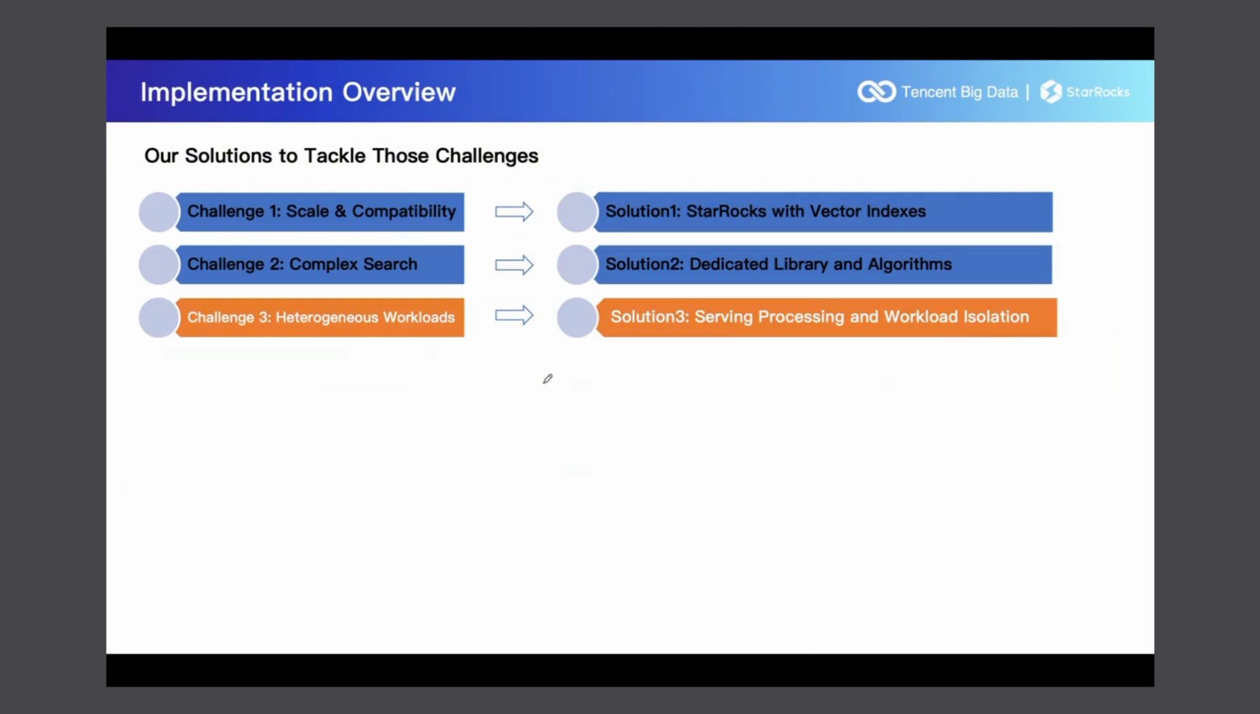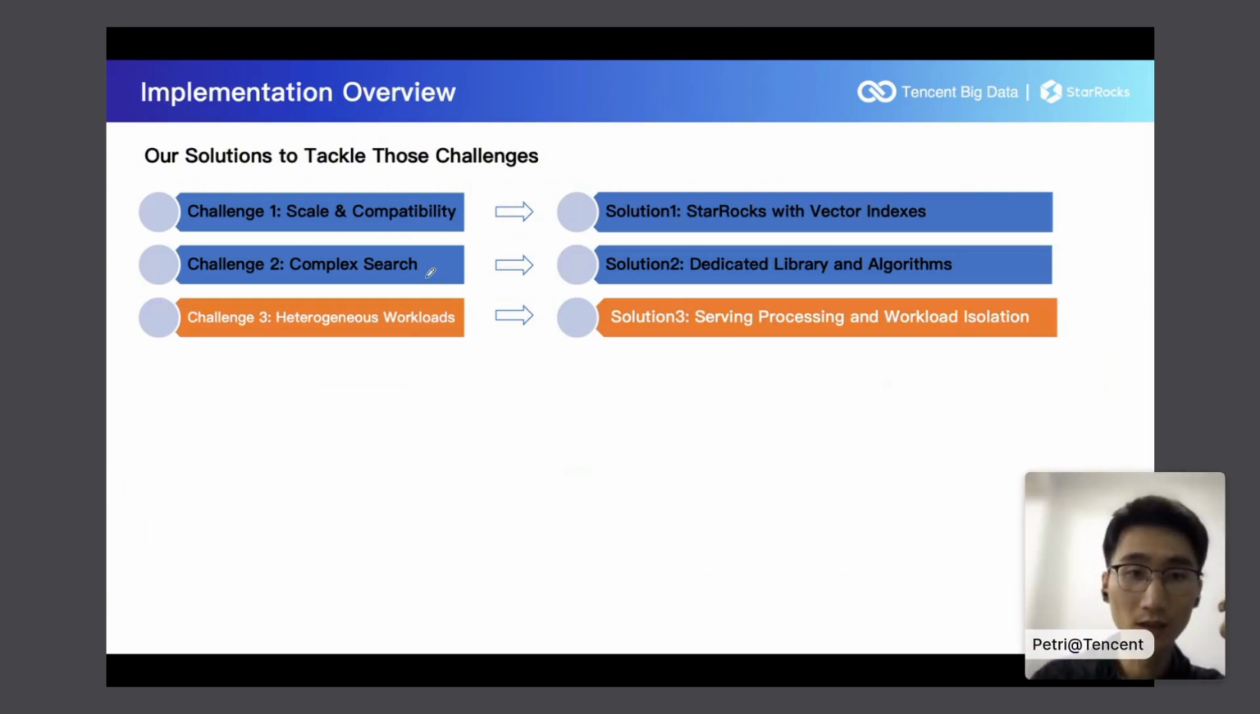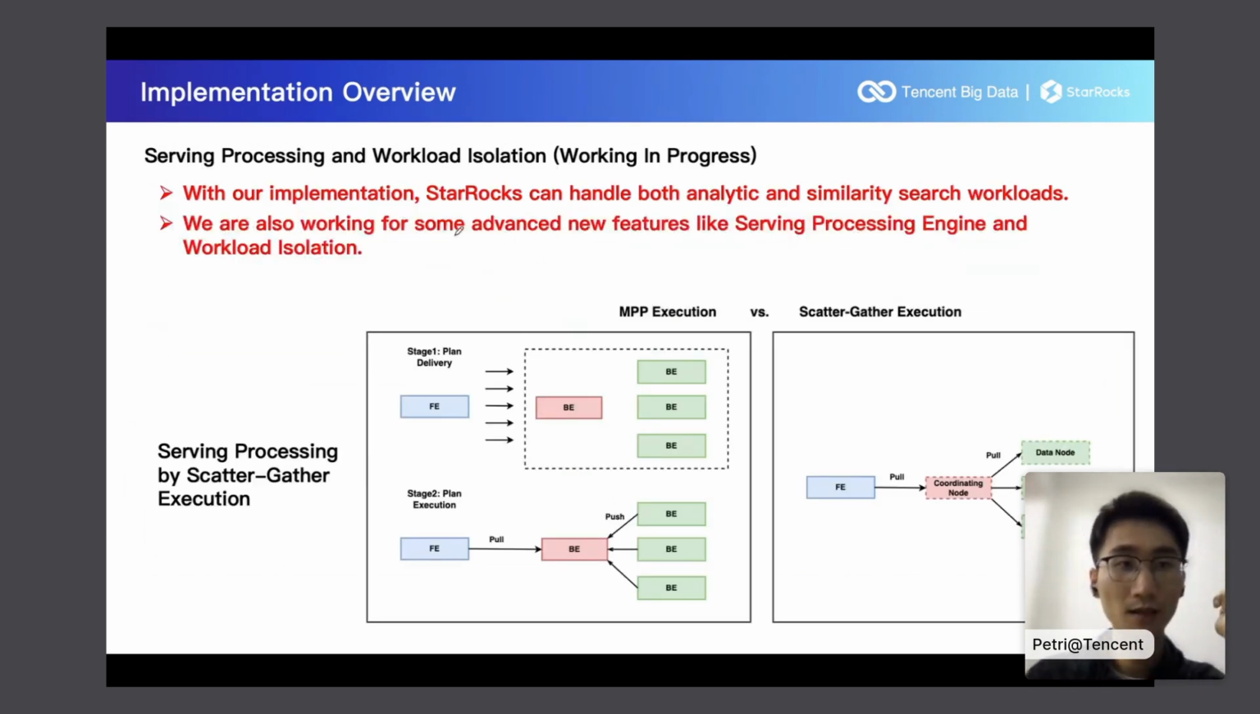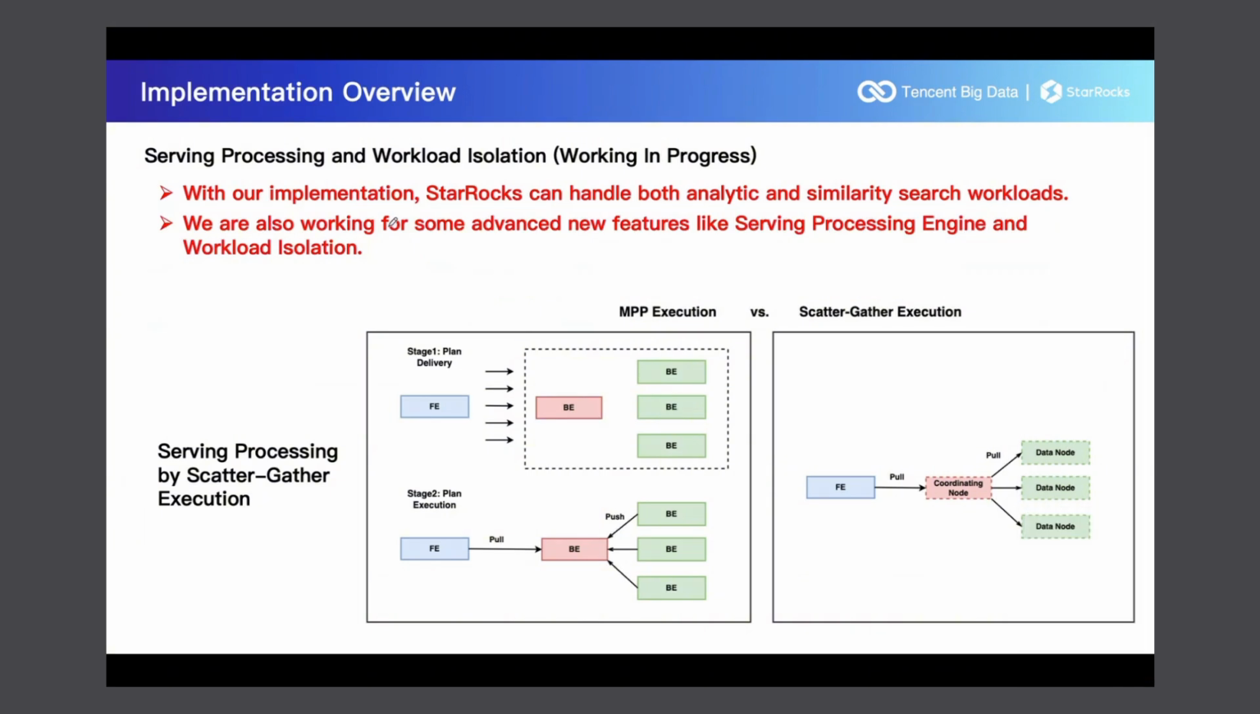Next is solution 3, serving processing and workload isolation. With vector index support, StarRocks is now capable of handling both analytical and vector search workloads. What's more, we are actively developing new features, such as a serving processing engine and workload isolation to further enhance support for heterogeneous workloads. These developments are currently in progress, so we won't delve into the details here.